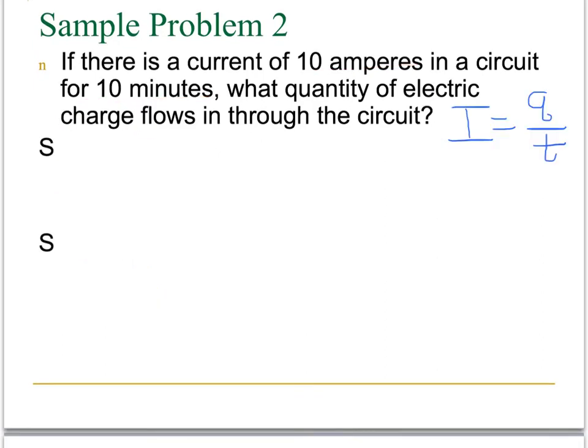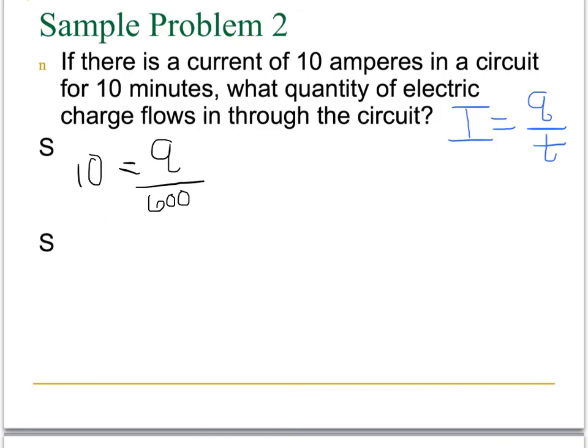Our next step in the problem is to substitute. This time, let's try substituting in the numbers before we rearrange the equation. Based on the given information that we wrote down, we now have 10 amperes for our current is equal to the charge divided by 600 seconds for our time, because we had to convert.